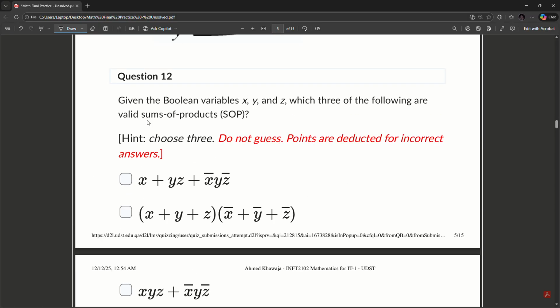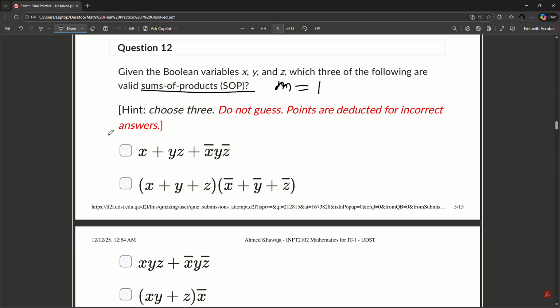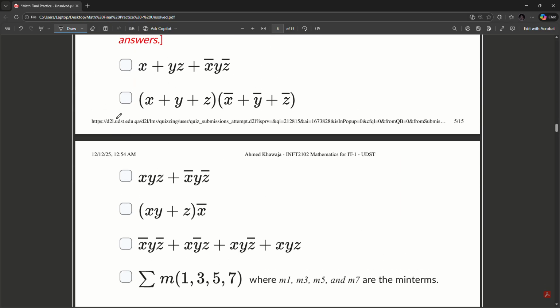Now, what is the valid sum of products? Sum of products is basically the minterm, right? The minterm is when the output is 1. A minterm is written as a lowercase m, which equals 1. And then, of course, there are 6 options. Sigma m, I think, hold on, I'm just going to do the working out, right?